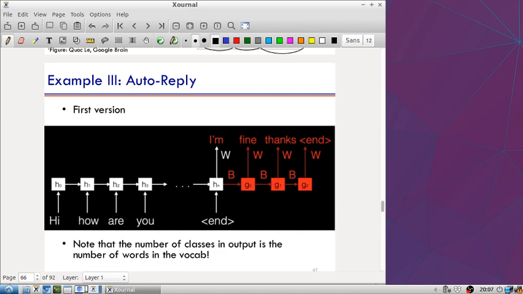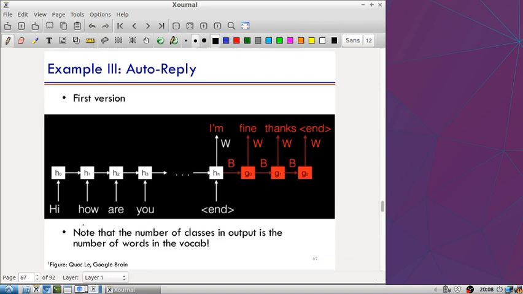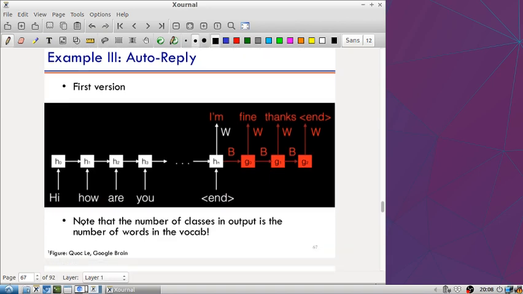And here it's the same as before. In this first version there's actually no feedback here, so it's just the same weight matrices, and I'm just outputting the words.